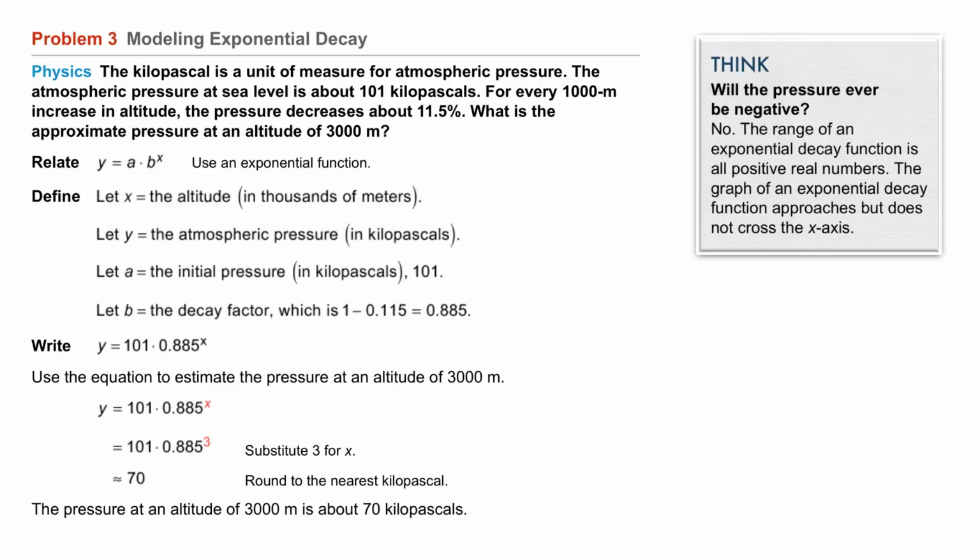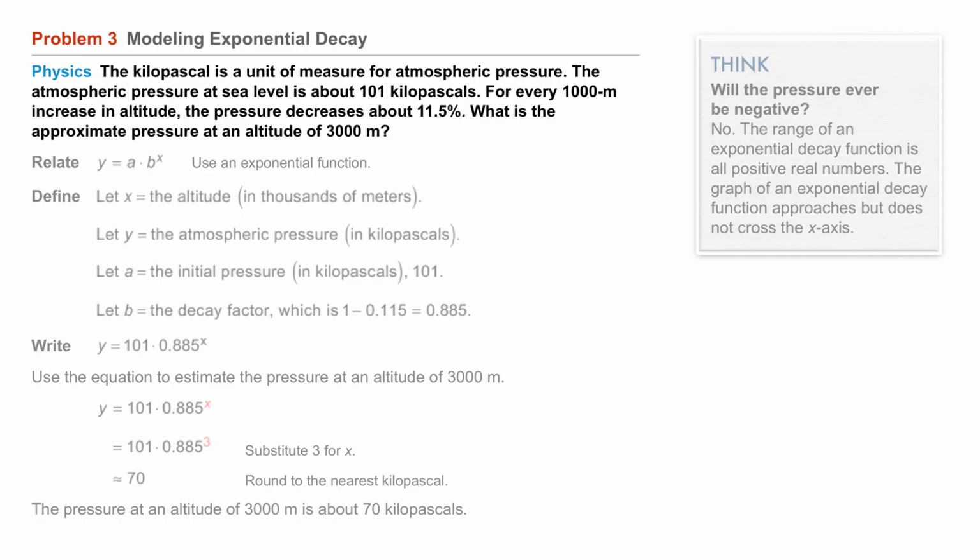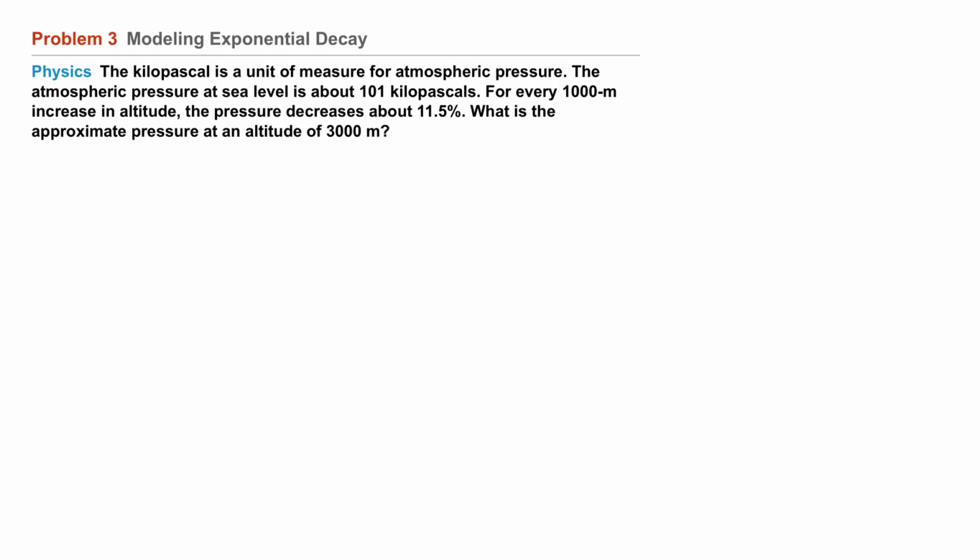Problem 3, modeling exponential decay. Physics. The kilopascal is a unit of measure for atmospheric pressure. The atmospheric pressure at sea level is about 101 kilopascals. For every 1,000 meter increase in altitude, the pressure decreases by about 11.5%. What is the approximate pressure at an altitude of 3,000 meters?